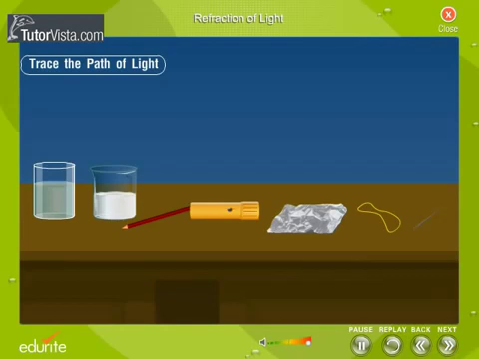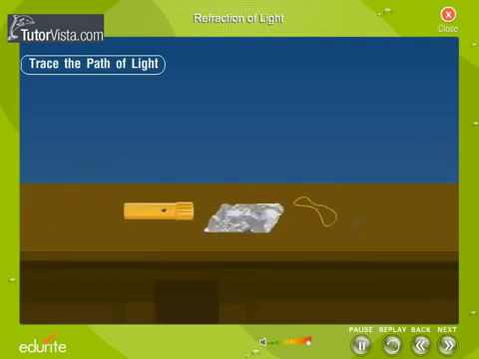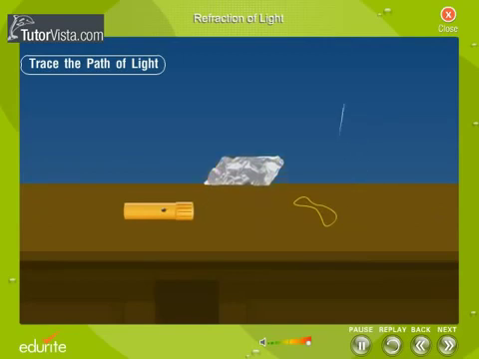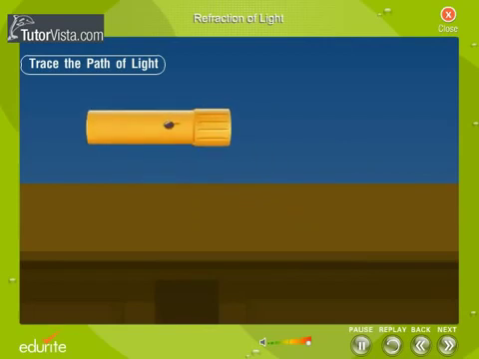You will need a glass of water, milk, pencil, a torch, aluminium foil, elastic band, needle. First, you need to prepare a point source of light. Observe how the torch is adapted as a point source of light. Here you have the point source of light.